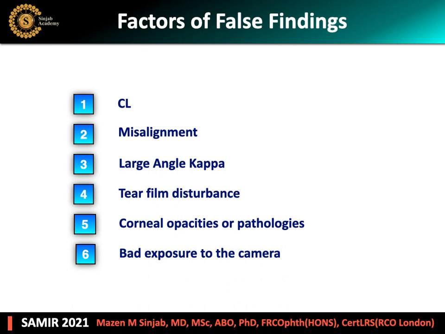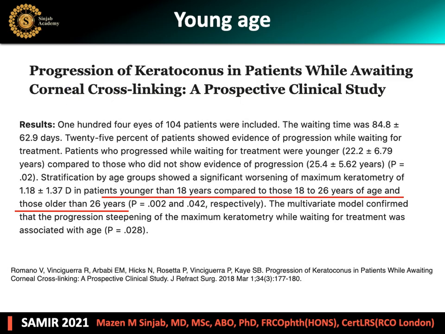Therefore, contact lenses should be stopped at least 2 weeks before doing any measurement to a cornea with ectatic corneal disease. Misalignment during taking the capture may alter the results as well. Large angle kappa, tear film disturbance, corneal opacities or pathologies, and bad exposure to the camera all are factors causing false findings. However, true factors affecting progression are the age.